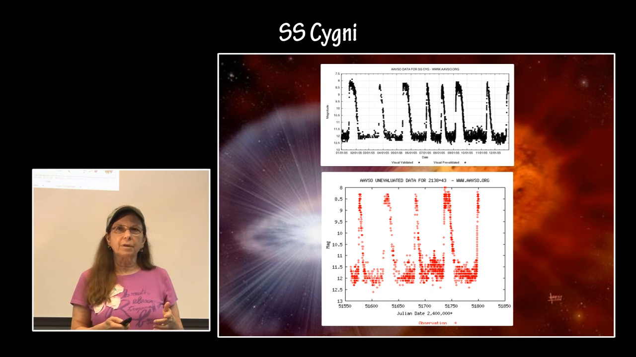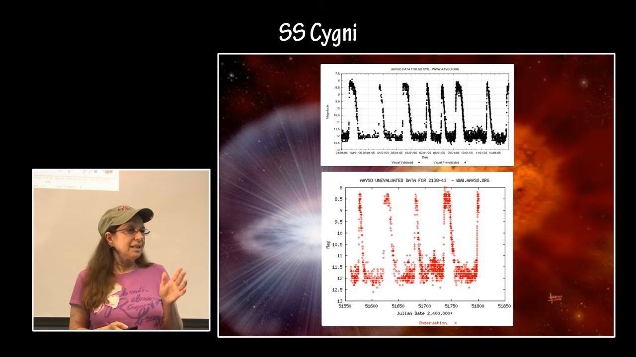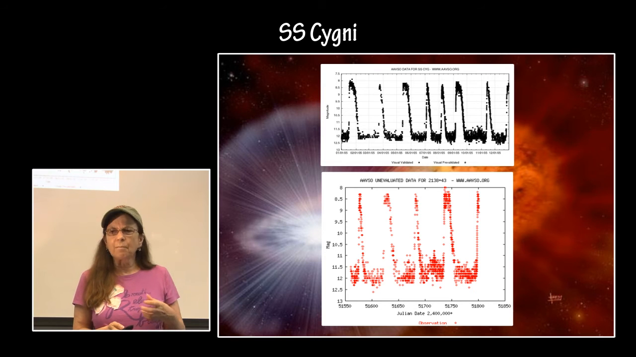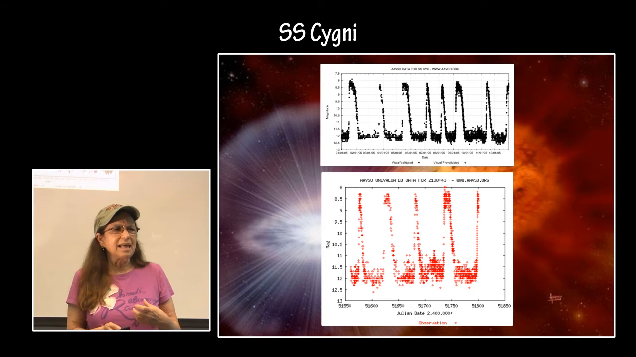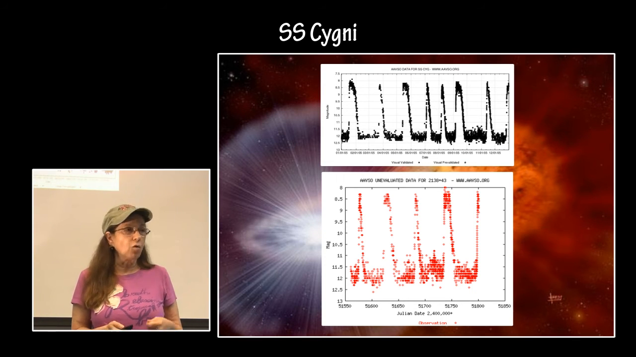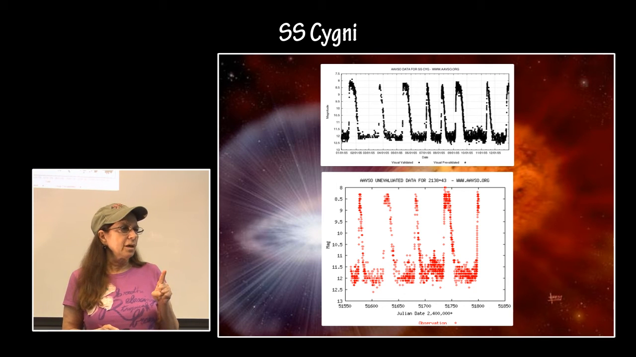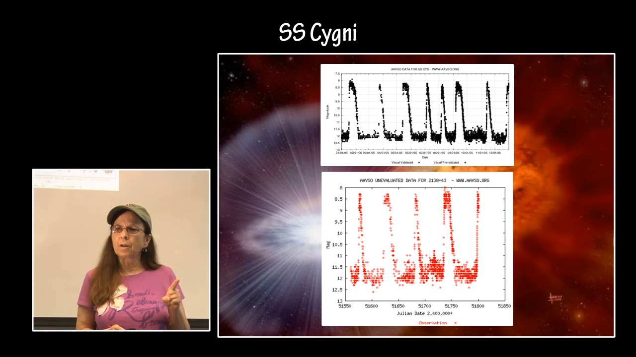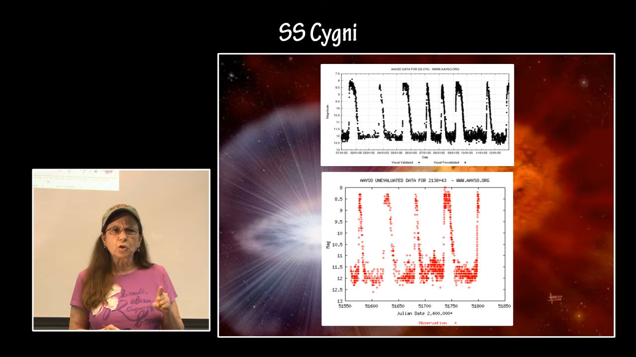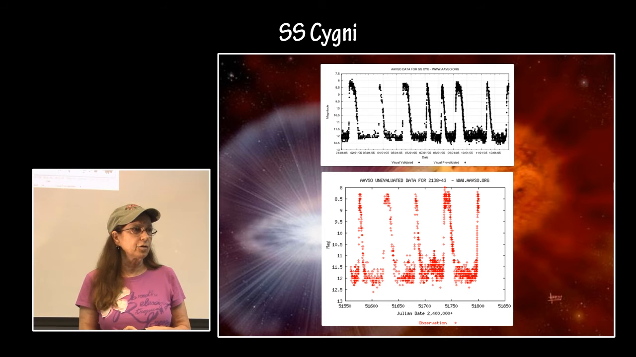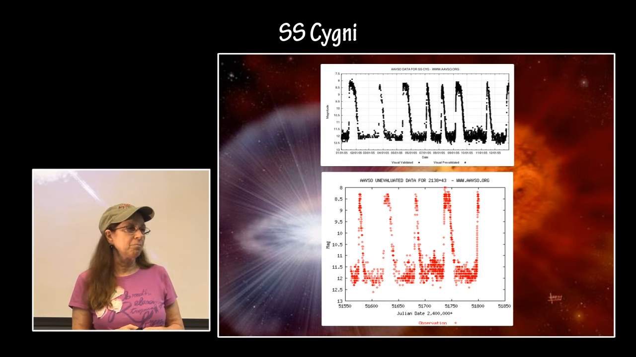It's also sort of a recurrent nova, and it's pretty periodic in its outbursts, so there's some instability in that accretion disk that just keeps happening over and over and over. Actually, this particular variable star has been observed more than 100 years, so they have a really long light curve for SS Cygni.